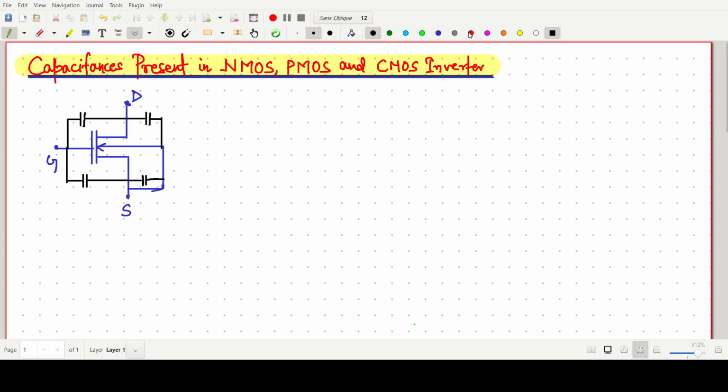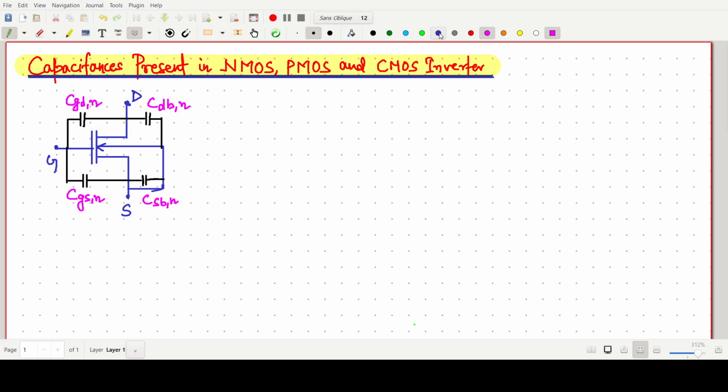So one can write this as CGD, gate to drain capacitance of N. This should be CGS, gate to source of N, and this one is our drain and bulk capacitance of N, and this one is very simply source and bulk, the substrate. So these are our four capacitances.